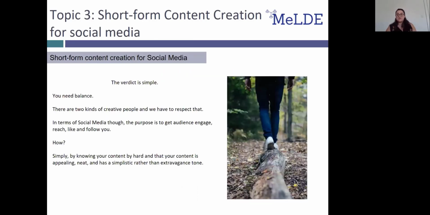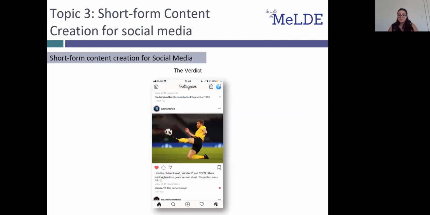So, the verdict is simple. We need balance. In terms of social media, the purpose is to reach audience and get them to engage, like, and follow your account. So, how do we do this? Simply by knowing our subject by heart and by making sure that our content is appealing, neat, and has a simple tone as opposed to an extravagant one. So, if you're a footballer, let's say, you don't really need a lot of things to impress your audience. All you need is a good picture of yourself from an impressive moment and a short caption to accompany it. Simple as that.